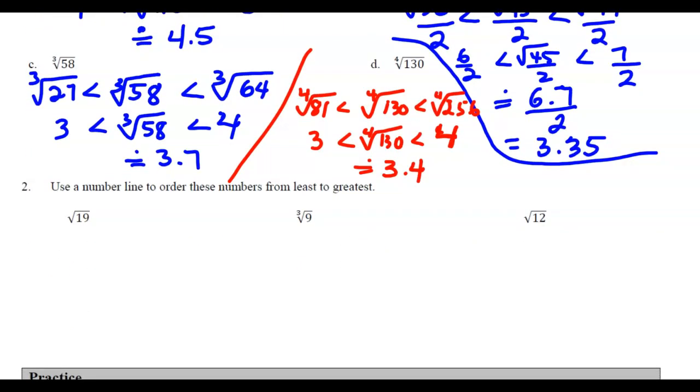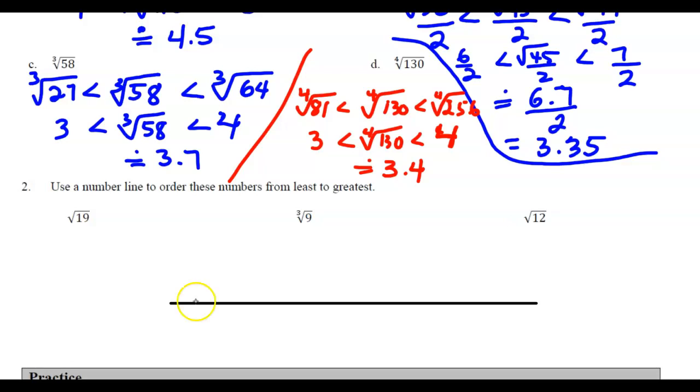Okay, so number line on this one. It says use a number line to order these numbers from least to greatest. So that means don't just put them in order from least to greatest, put them on a number line. Okay, so when I do that, now look at all of these. Two of them are square roots and one of them is a cubed root. So for sure, root 12 is less than root 19, right? 16 is a perfect square, so that's 4.